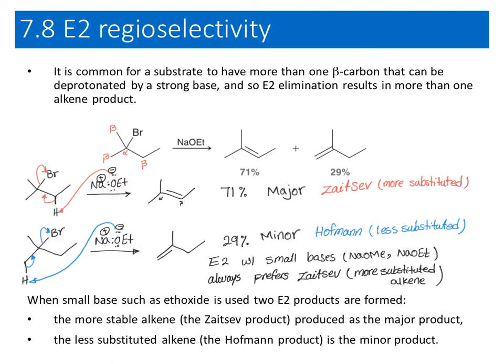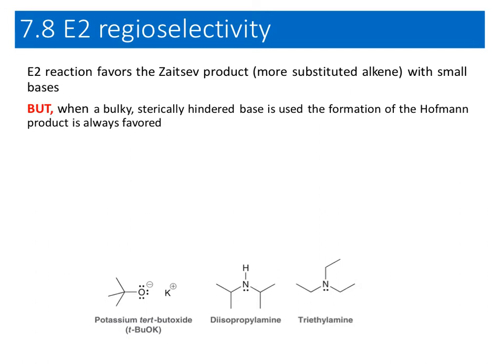And this is the definition of regioselectivity. In this molecule, we have two regions and we can form two different products. However, the reaction prefers one of them more. So one of them would be our major product here. E2 reaction favors the Zaitsev product, the more substituted alkene, with small bases such as sodium methoxide or sodium ethoxide. However, if you use a big bulky base, the Hofmann product would always be favored, and it's going to be our major product.